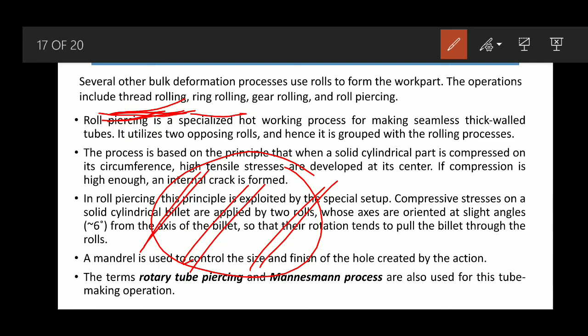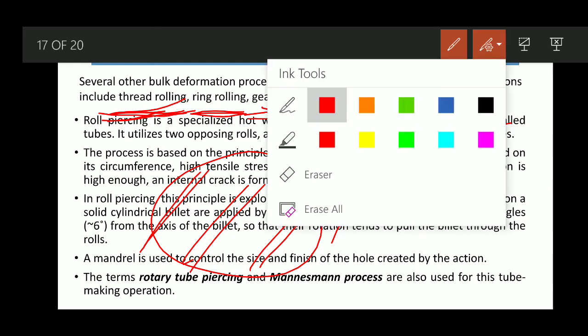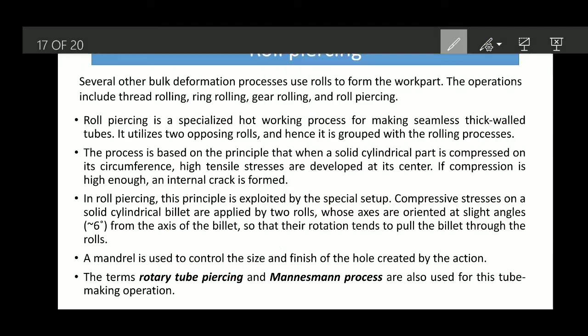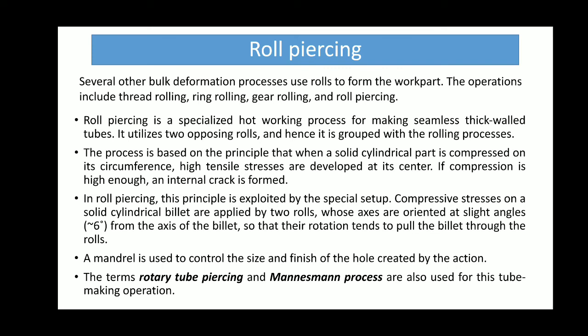We also have ring rolling, whereby we can make a ring. You'll see later how we can make a ring; you can also go through it by yourself, these are easy. Similarly, we can have gear rolling, by rolling with the gear teeth profile on the rollers. We can manufacture gears. Similarly, we have this particular process known as roll piercing, where we can pierce through the workpiece.